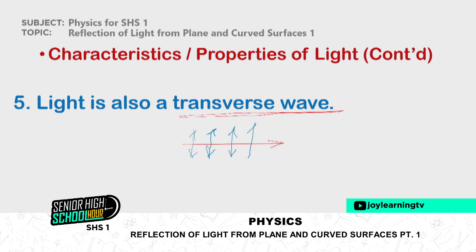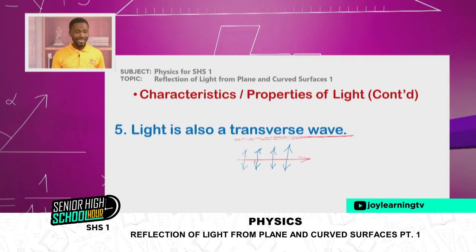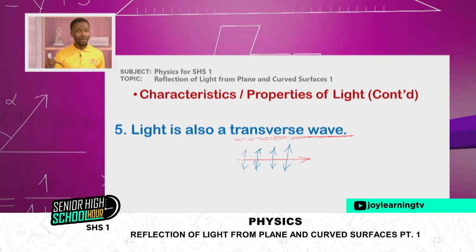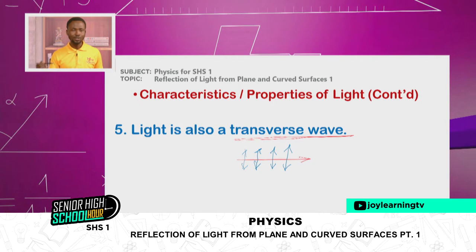So the red pen is giving us the direction of travel of the wave. So let's say a light wave. Then the blue is showing us the vibration of the particles of the traveling medium. And the vibrations are perpendicular to the direction of travel of the wave. So we say light is a transverse wave. It causes the particles of the medium through which it travels to be displaced perpendicular to its direction of travel. So these are some of the properties or characteristics of light.